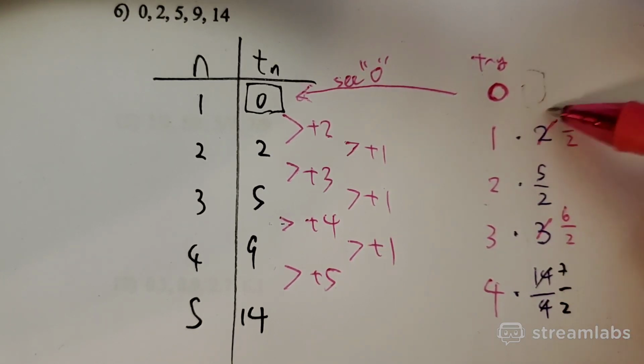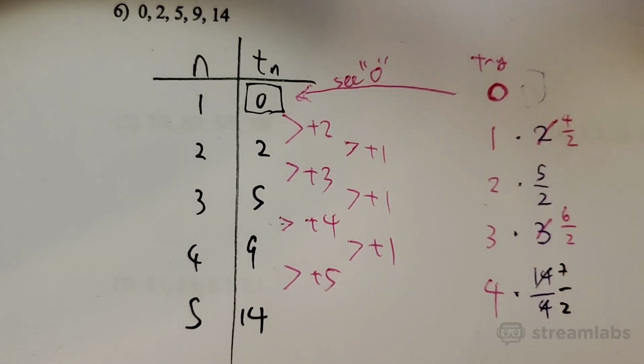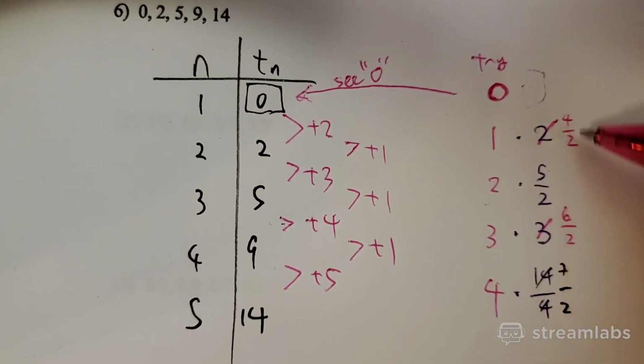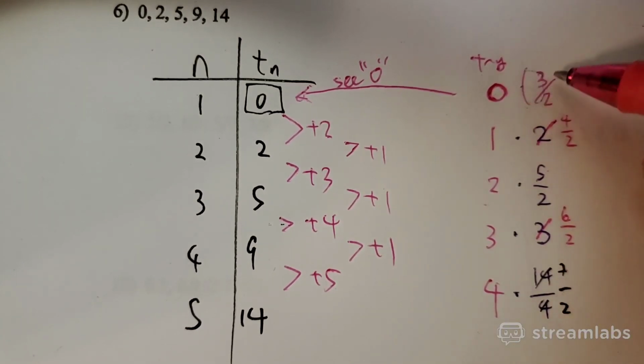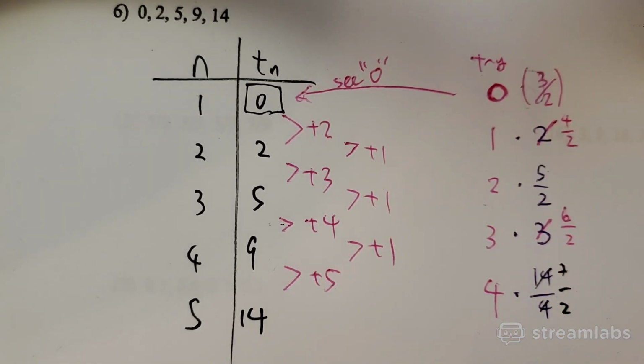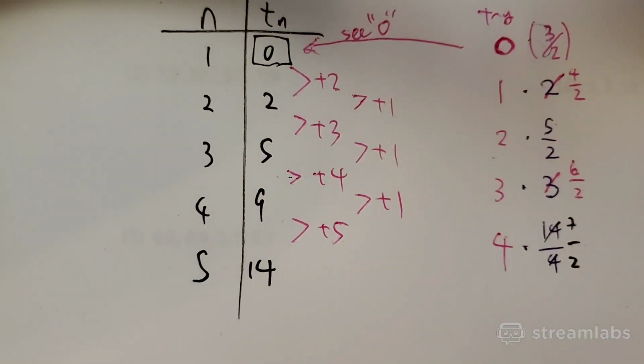Then what would this one be? What would this one be? The first one. Right, this is 7 over 2, 6 over 2, 5 over 2, 4 over 2. This has to be what? 3 over 2, right? Has to be 3 over 2. Very nice.